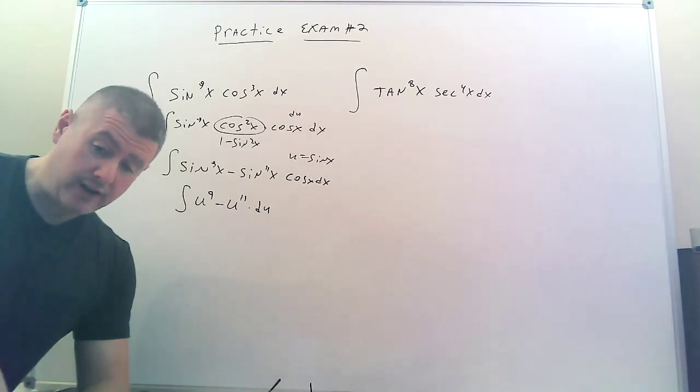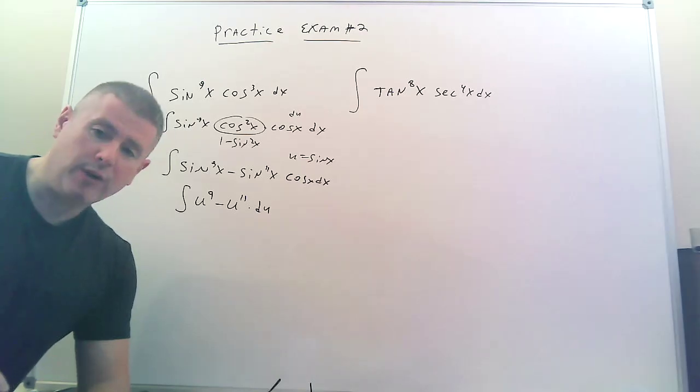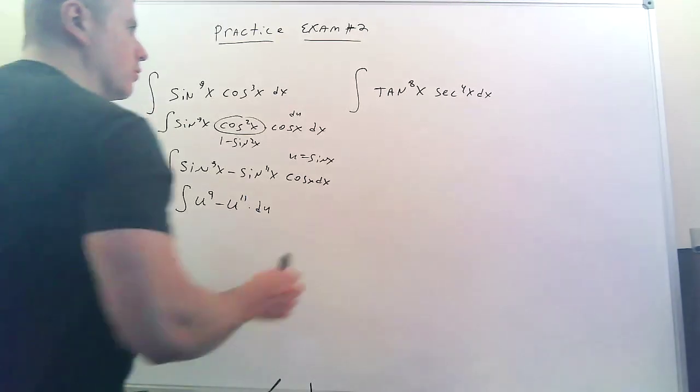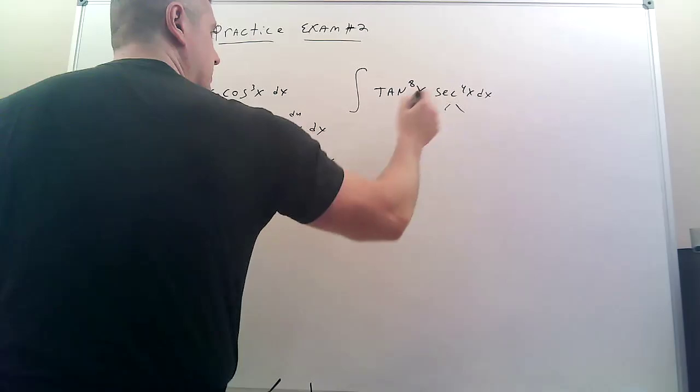Now, if secant is odd and tangent is not odd, then you got a big problem. Why would I do that to you? None of you would be able to integrate it correctly. So there's no reason to do that to you. This one, since secant is even.